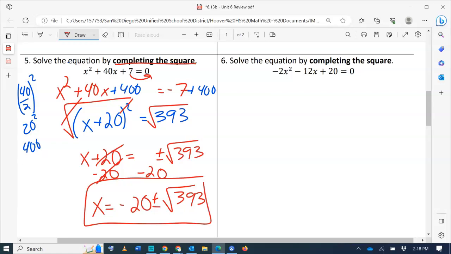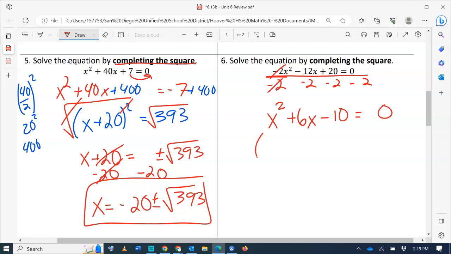Okay, another one, completing the square, solving. This time our a value is not 1, so we got to do something with that. What you can do in this case is divide the entire problem by that front number. Make it easier. So cancel, cancel. We're left with x squared plus 6x minus 10 is equal to 0. I'm going to move the 10 over and then rewrite it. So add 10 to both sides, you get positive 10.